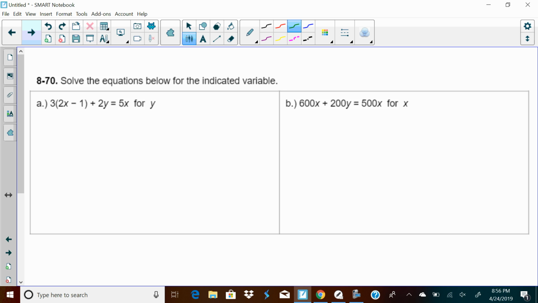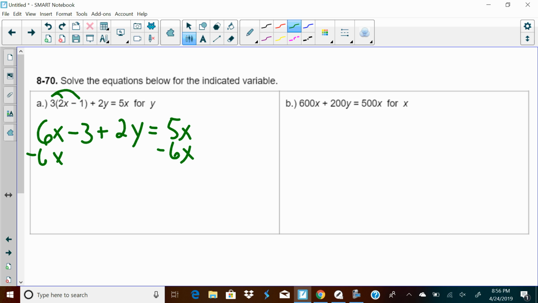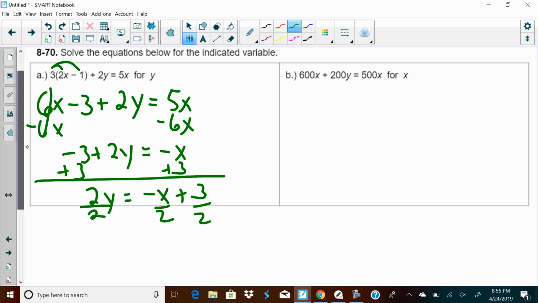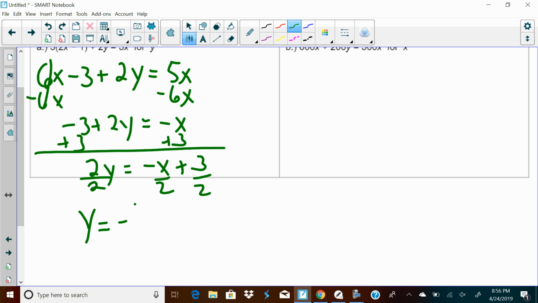Problem 70. Solve the equation for the indicated variable. For A, I'm solving for y. I'm going to first distribute my 3 and get 6x minus 3 plus 2y equals 5x. I'm going to move everything over to the other side, so minus 6x. So I get -3 plus 2y equals -x plus 3. So 2y equals -x plus 3 plus 3, and then divide everything by 2. Final answer, y equals -1/2 x plus 3/2.